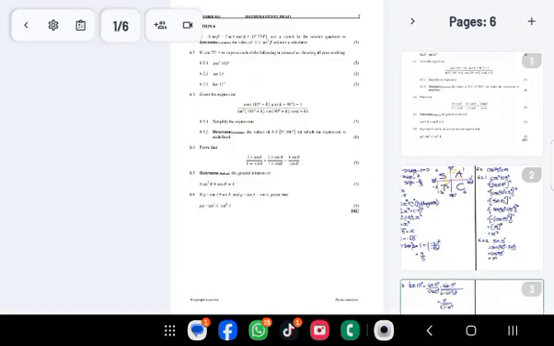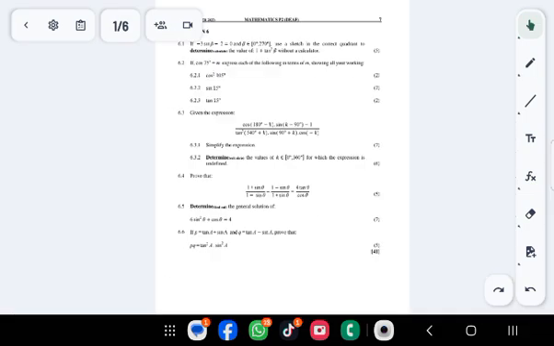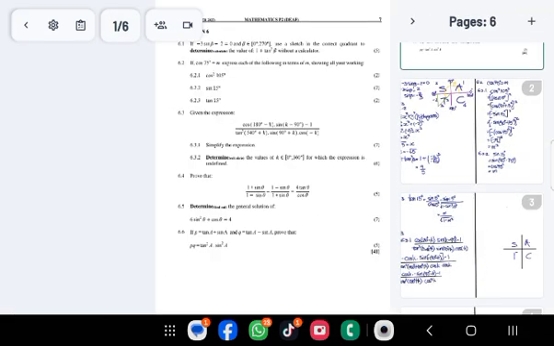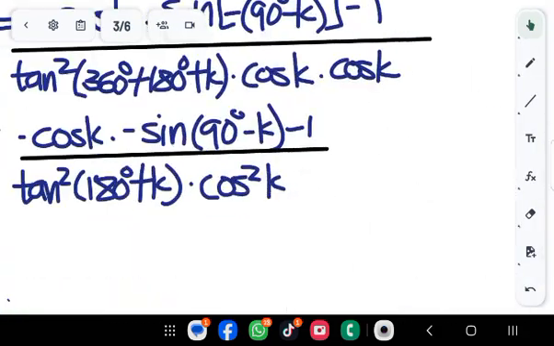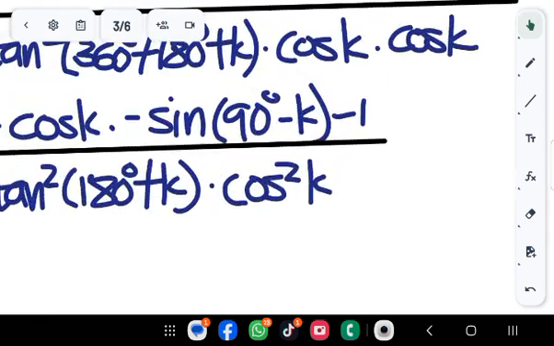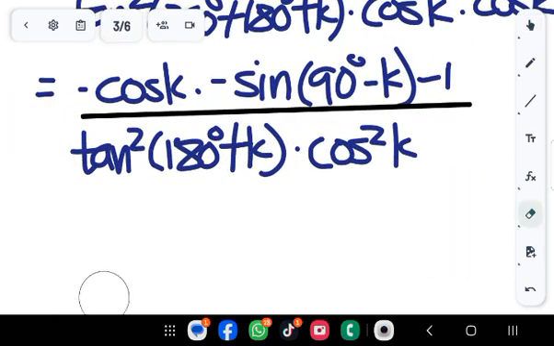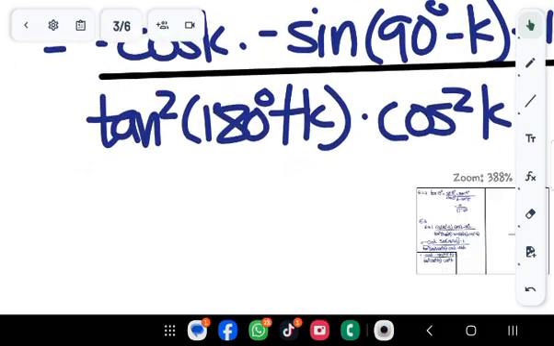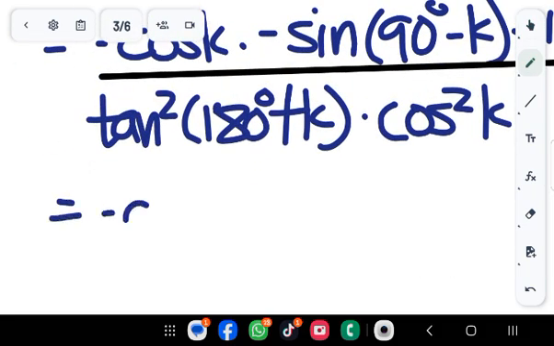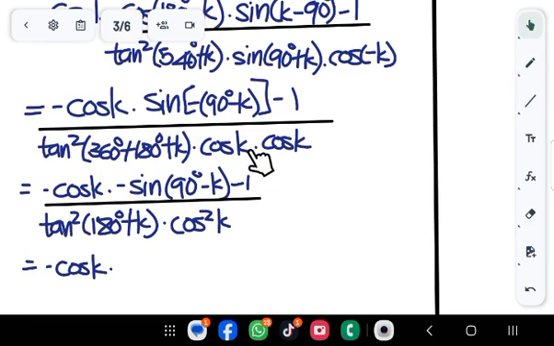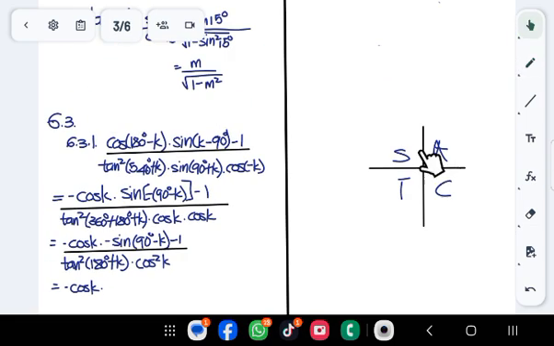And let's just double check the question. Yes, everything is matching with the original question. Now let's simplify this one and let's reduce this. So that will be negative k cos k minus cos of k times sine of 90 degrees minus k. Sine of 90 degrees minus k lands us in the first quadrant, and the cofunction of sine there is cos.